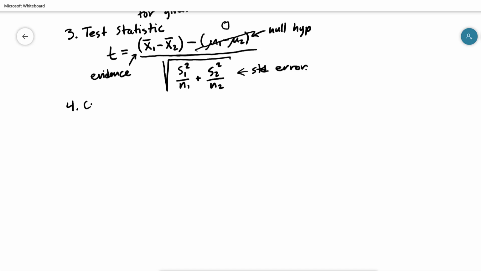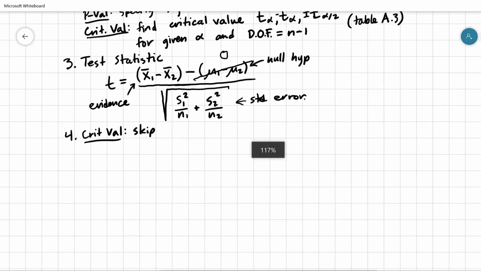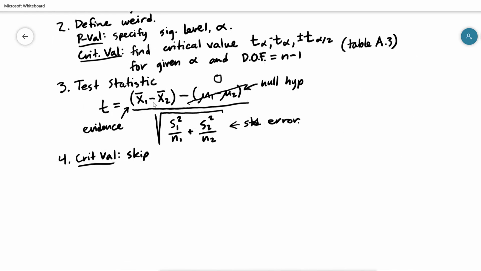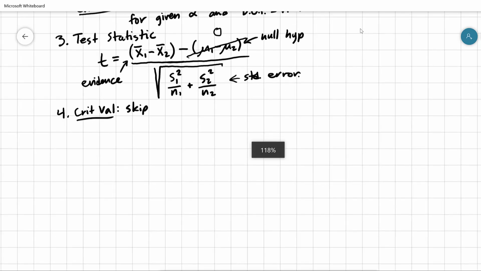In step 4, if we're doing the critical value method, we can skip this step because I already have my two t-scores to compare. I have my test statistic that we computed in step 3. I have my critical value from step 2. I have the two t-scores that I can compare, so I don't need to do this step.